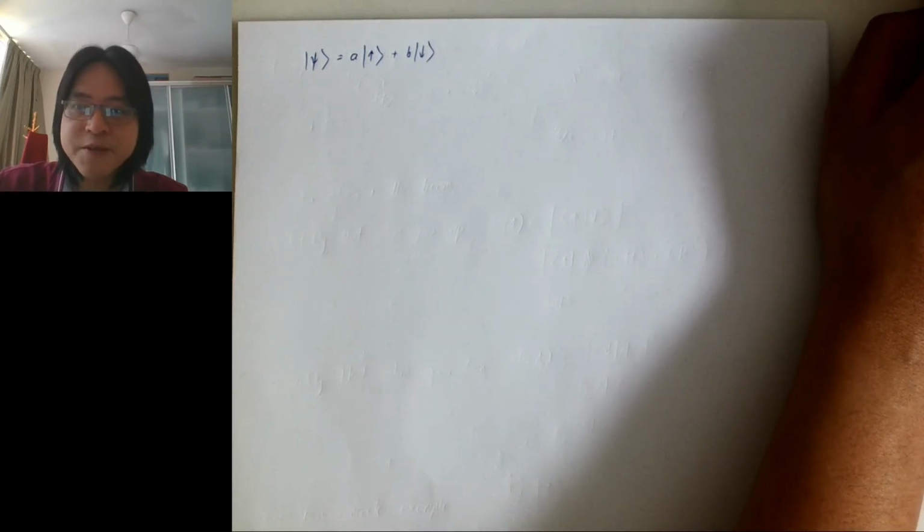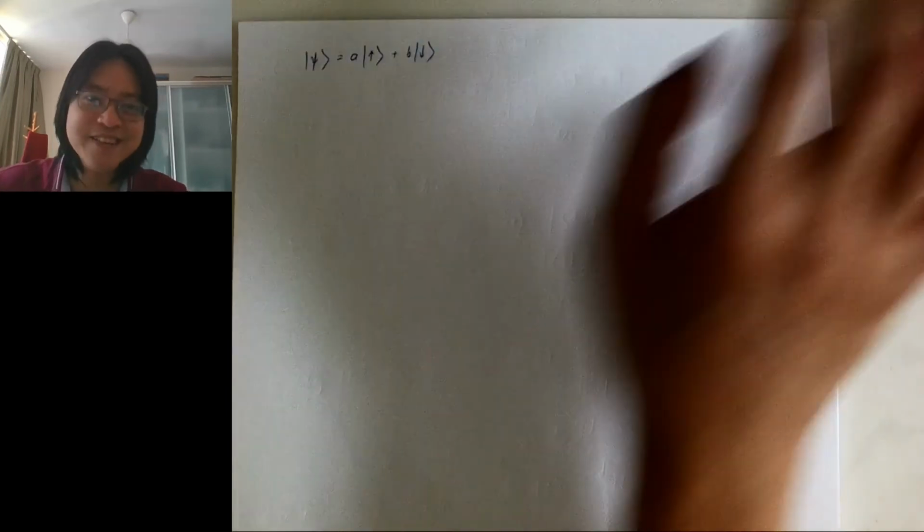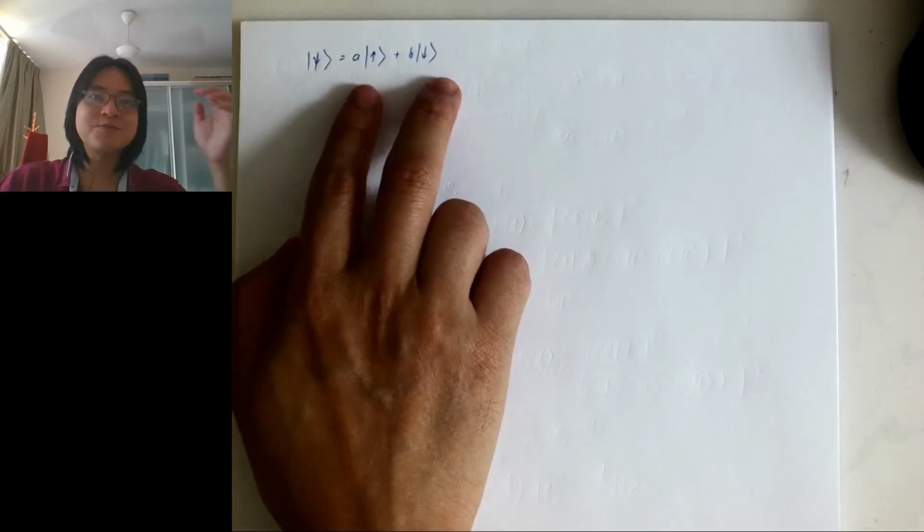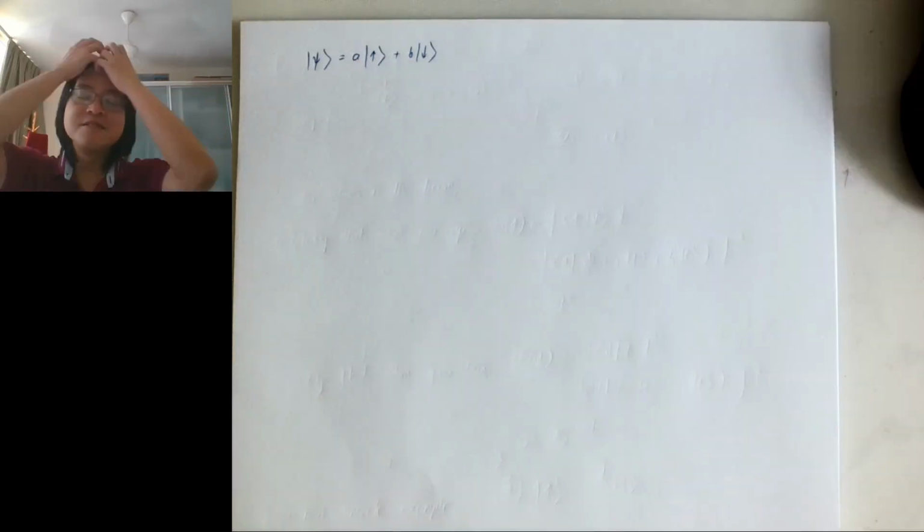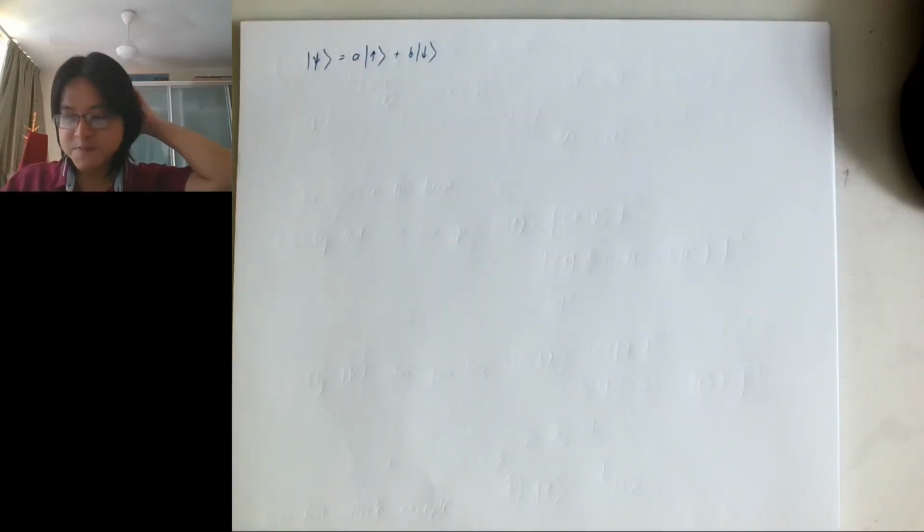We should invent a new word. Well, that's why we invented these two symbols, right? That is why we invented these two things here, the Hilbert space and the kets.